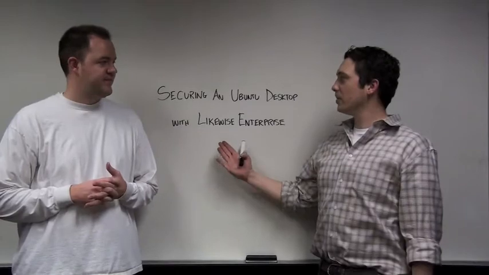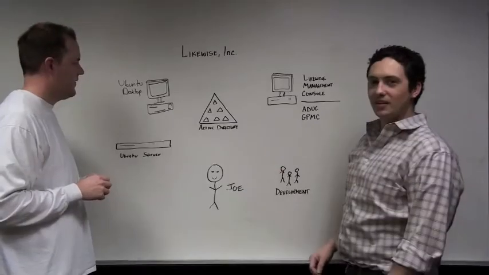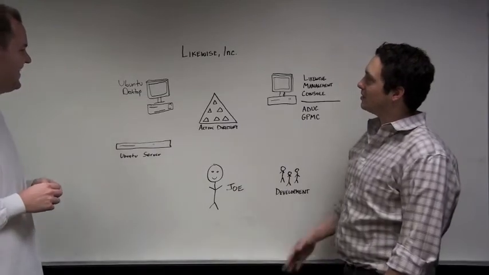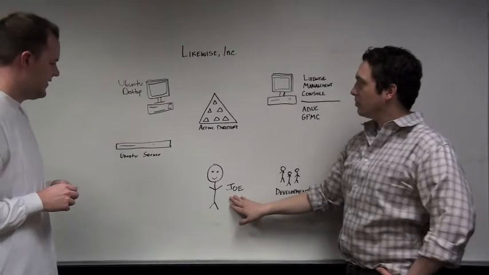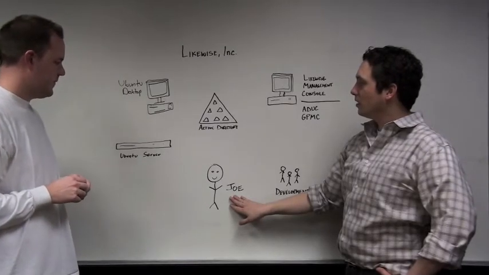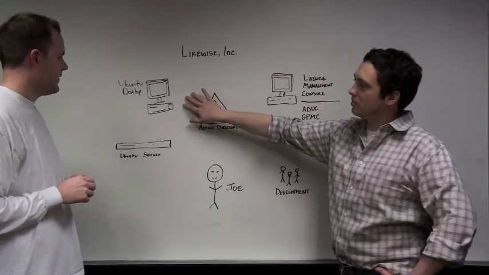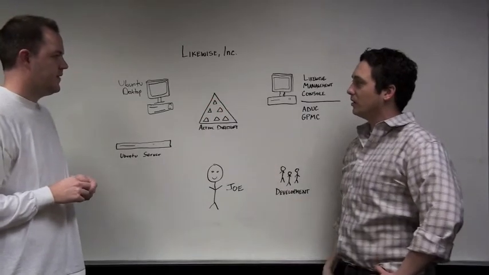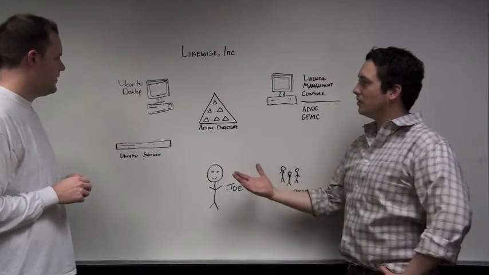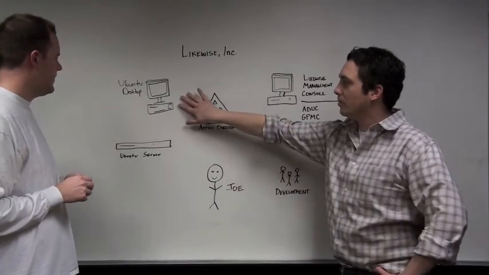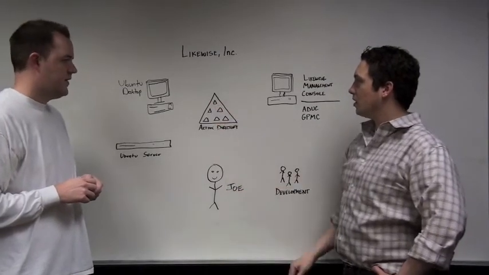Today we're going to talk about securing an Ubuntu desktop with Likewise Enterprise. What we're trying to illustrate with Likewise Inc. is Joe, a user who's been a part of the company for some time, who is going to be a new user on our Ubuntu desktop being rolled out as part of our Ubuntu desktop initiative, where we're doing a big migration onto Ubuntu. So right here we have one desktop and our user Joe. What can we do to provision Joe on Ubuntu?